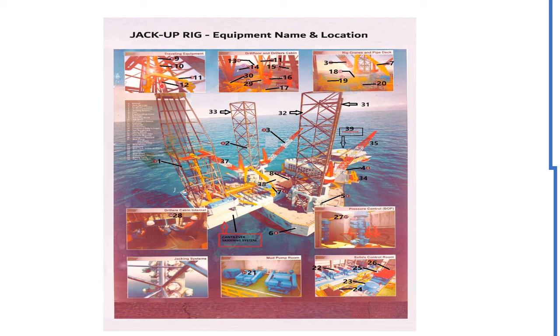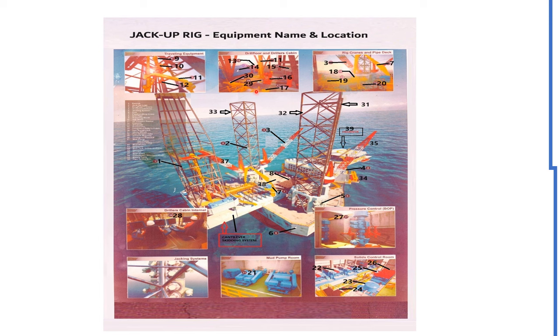Number 12 is the elevator. Number 13 is the wind wall. And number 14, this blue one, is called the draw box. And the 15 is the driller's cabin. 16 is this one, the iron roughneck. This equipment, the red one, is called the iron roughneck.